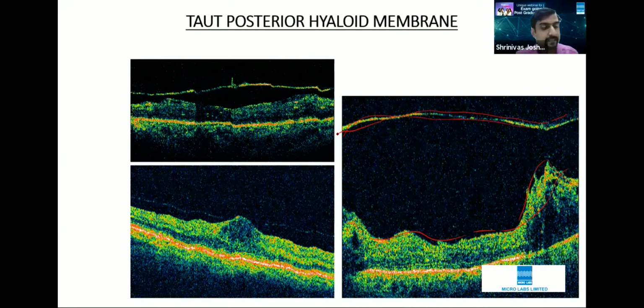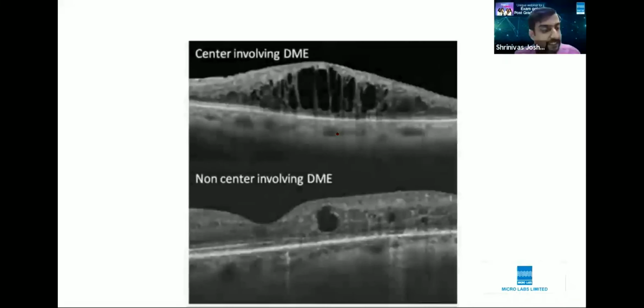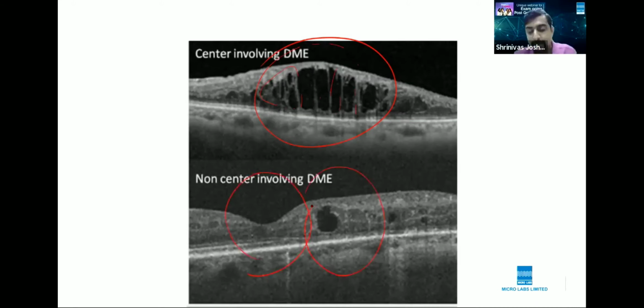posterior hyaloid membrane. Now, when you classify DME, you have to classify it either as center involving or non-center involving. If it is center involving, this is how you can see the large cystoid spaces confined to the center of the fovea. If the center of the fovea is clear, it's non-center involving. This is very important for the basis of the treatment. If it is center involving, we directly start with anti-VEGF first. If it's non-center involving, we either wait or go with laser, according to the ETDRS guidelines.